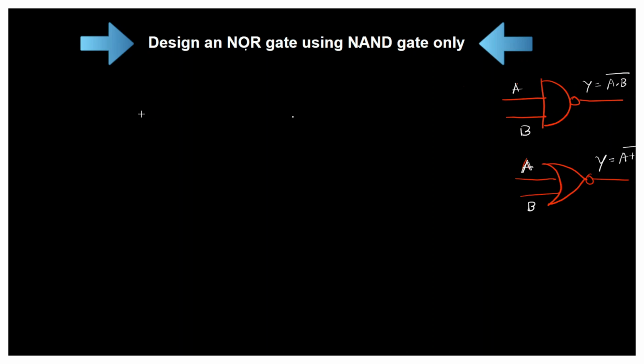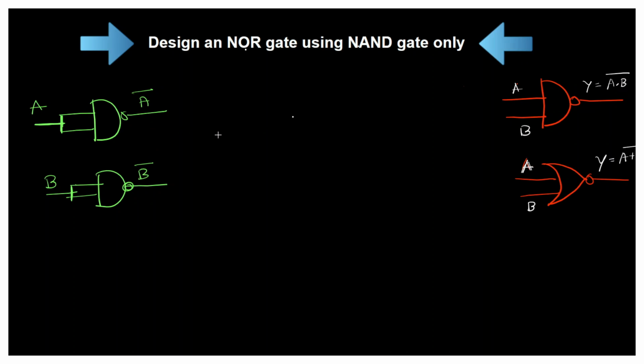Okay, so now our topic is design a NOR gate using NAND gate only. So first we need to take a NAND gate and connect these two inputs of the NAND gate, and it will give you A complement. Take another NAND gate and connect its two inputs like this and apply B here. So therefore it will give you B complement.